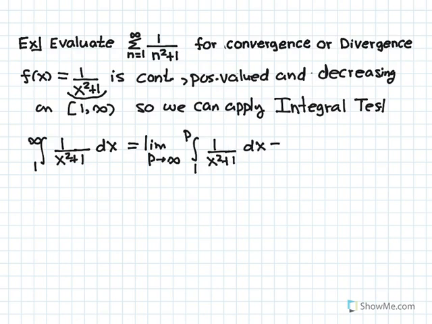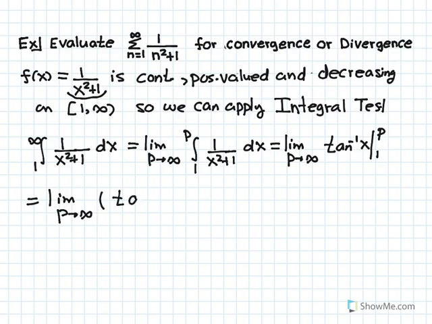What is the antiderivative of 1 over x squared plus 1? What is the function whose derivative gives us 1 over x squared plus 1? That function is arctangent x. So limit as p approaches infinity, tan minus 1 x, evaluated from 1 to p. So this is equal to the limit as p approaches infinity, apply the fundamental theorem of calculus, put the upper limit in, we get tan minus 1 of p minus tan minus 1 of 1.